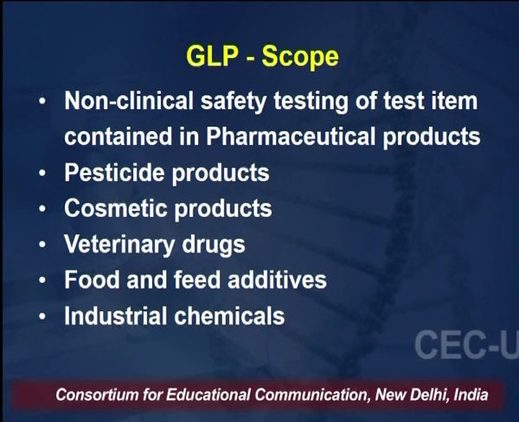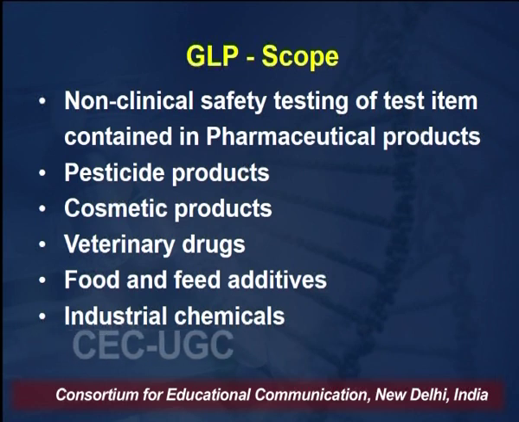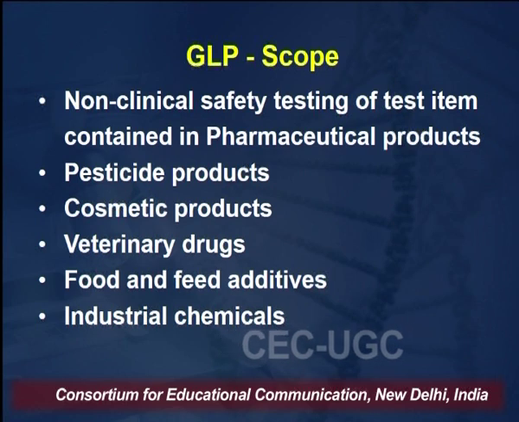Food and feed additives. In the morning we are using some food products, packet products. So what are the preservatives and the range of the preservatives used? Industrial chemicals, the paint, the tanning industry. Whenever we are using industrial chemicals, the carcinogenic levels and the hazardous levels should be checked. GLP scope, the test item can be synthetic chemicals, natural or biological, or living organisms.